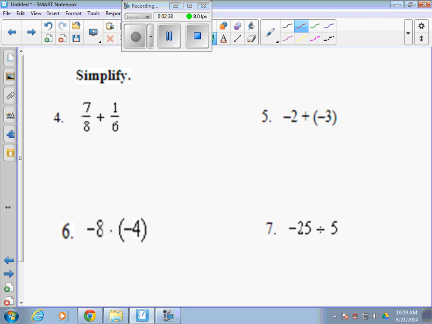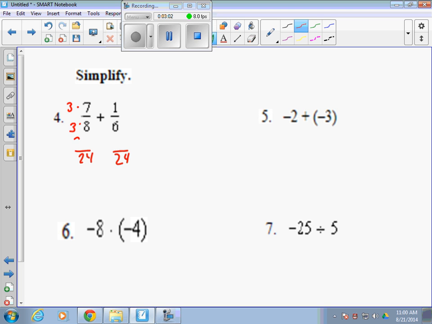Number 4, we're simplifying 7 over 8 plus 1 over 6. Addition and subtraction of fractions. You have to create a common denominator. 8 and 6 both go into the number 24. You cannot add or subtract them when they have different bottom numbers. So you have to take 8 and multiply it by 3 to get 24. So convert the fraction by multiplying the top number by the same 3.